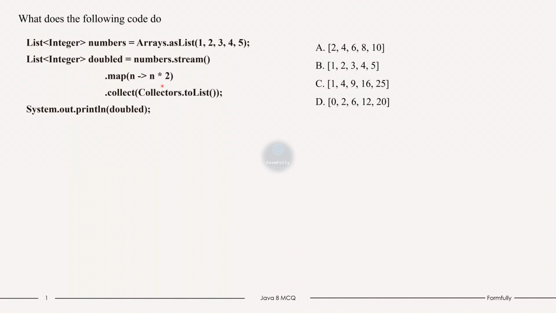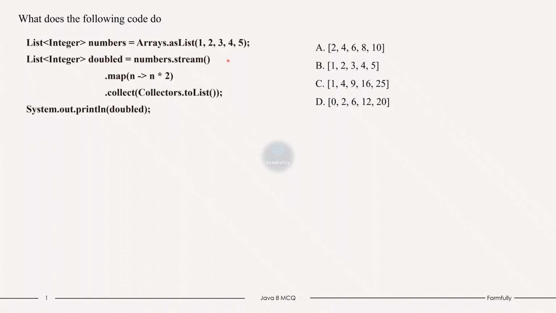So here are 5 steps. We'll break down the code one by one. The first line is initializing the list of numbers. We use Arrays.asList to create a list of integers containing the values 1, 2, 3, 4, 5. List<Integer> means it's a list of integer values.